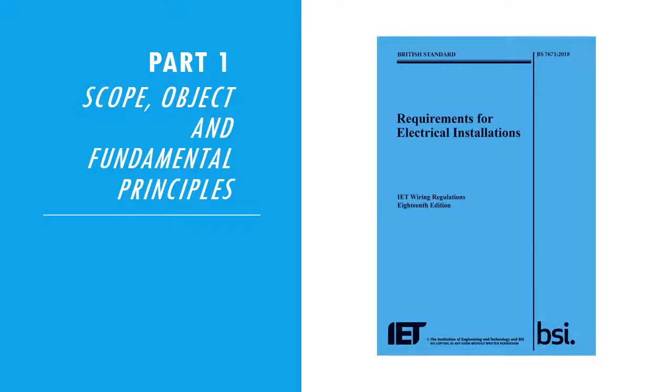Right, time to get into the book now. So, part one of the book, Scope, Object and Fundamental Principles. The very basic foundations that any installation or design are built on. We need to know what's involved, what's required, what the customer expects, and how we can make that fit in with what we're going to design.